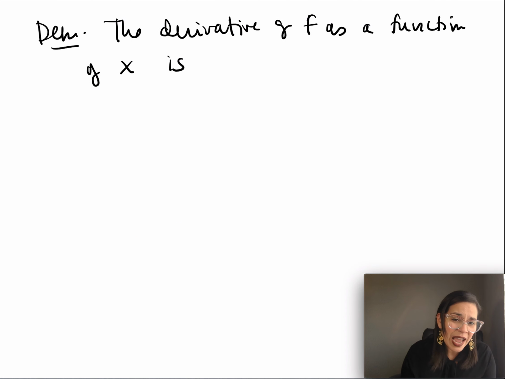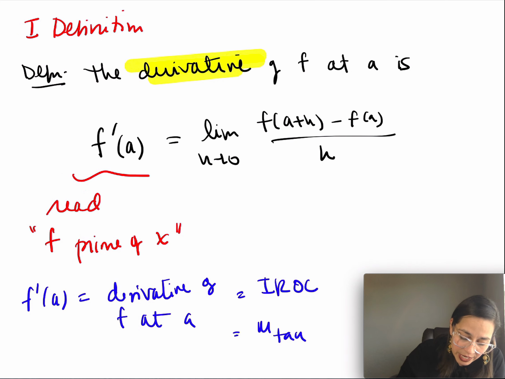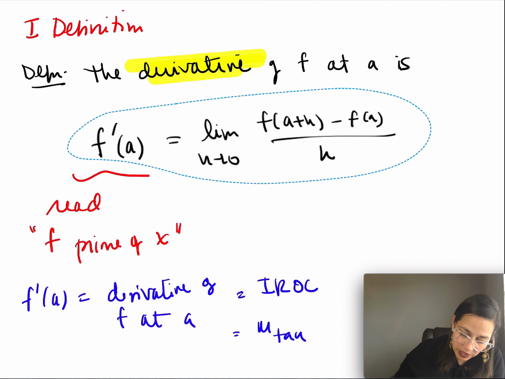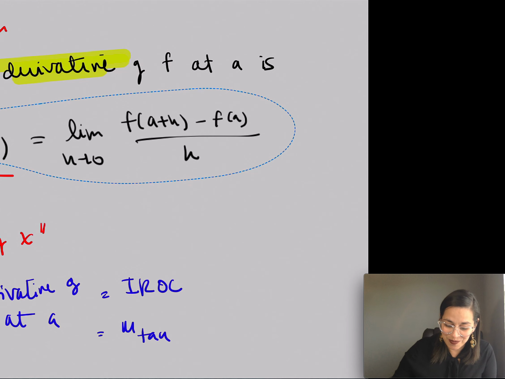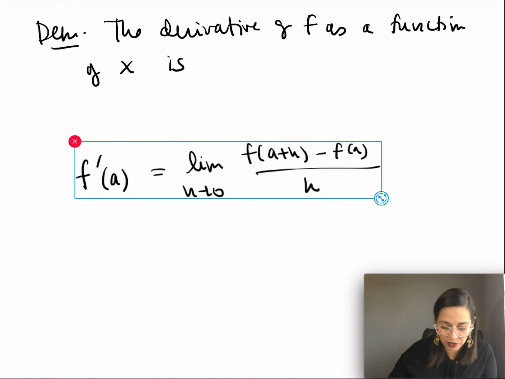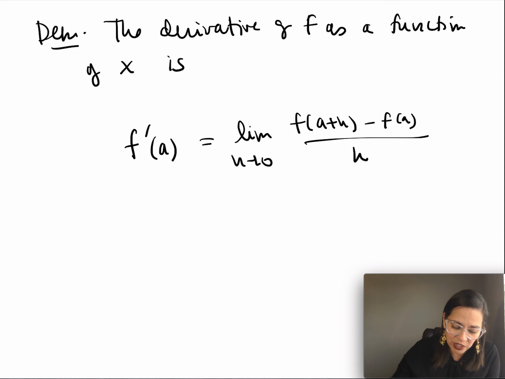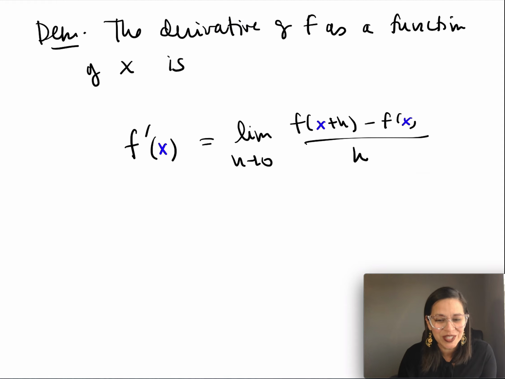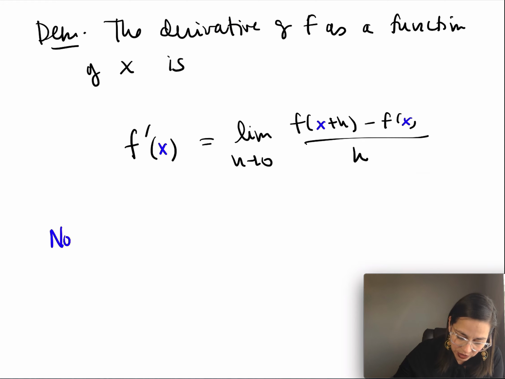Perfect. Now, if I want to write the definition of the derivative as a function of f, I literally take my definition here, and then instead of getting a number at the end, after computing that limit, I'm going to get a function that depends on x. So I'm going to erase the a's and replace them with x. So now this is f prime of x, which represents the derivative of my function f as a function of x.